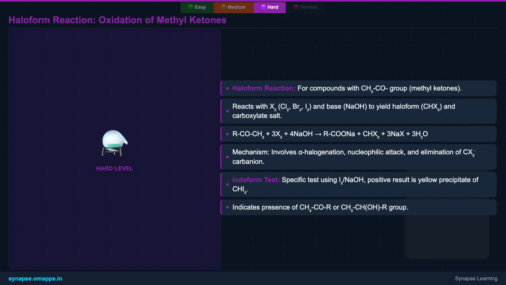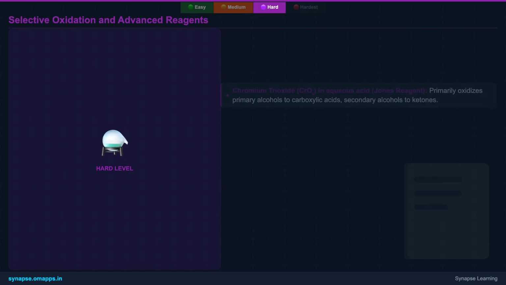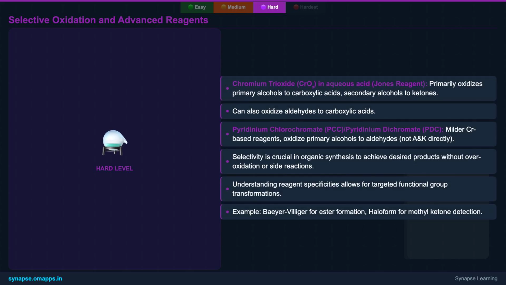Understanding these specific reactions and their mechanisms is critical for advanced organic chemistry problems and synthetic design. Understanding the nuances of these reactions is vital. For instance, the Baeyer-Villiger oxidation isn't just about forming an ester, it's about which group migrates, dictated by its ability to stabilize a developing positive charge, impacting regioselectivity. The haloform reaction, while seemingly simple, involves a fascinating sequence of alpha halogenation and cleavage, making it a powerful tool for structure elucidation.